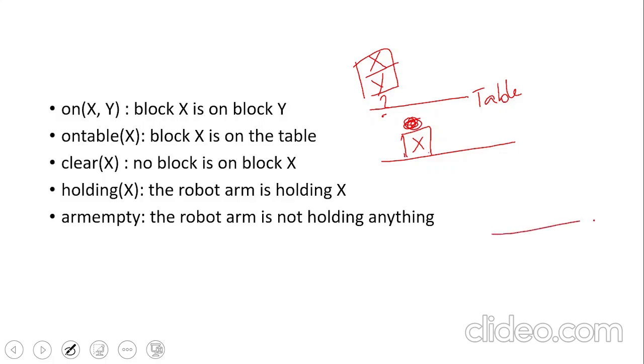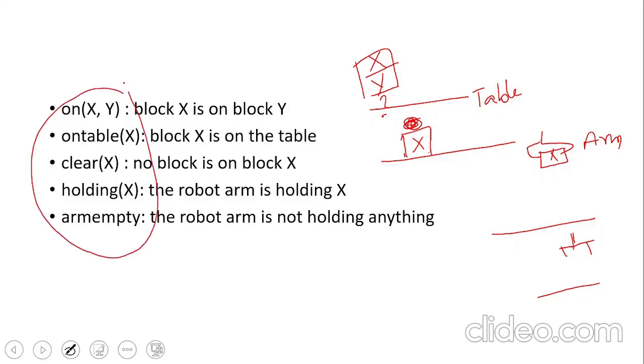Holding x means, so if you see, if the box x is held by this one, then this is called the holding of x. Okay, the arm is holding this x block. Arm empty means we are not having anything. The arm is empty. So this is arm is empty. We are not having anything on the arm. Okay, that is these are the notations we need to remember. On x comma y, on table x, clear x, holding x, arm empty. Okay.